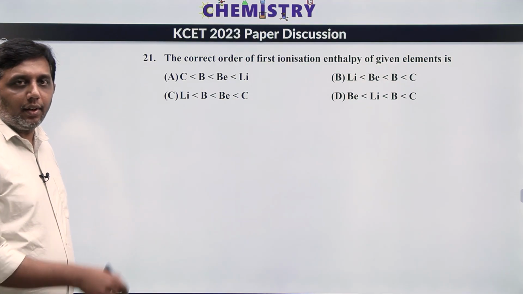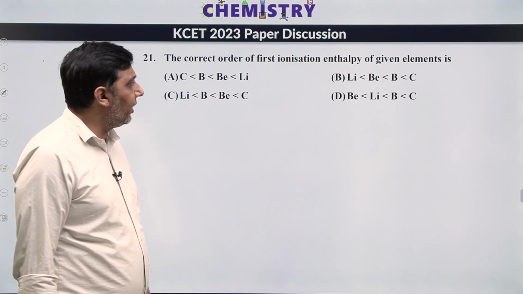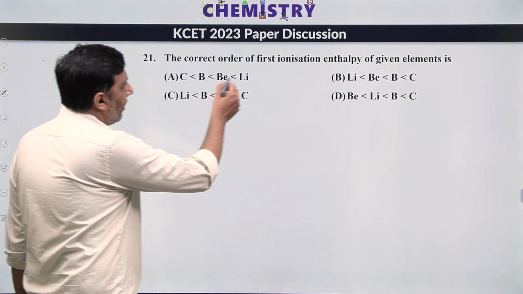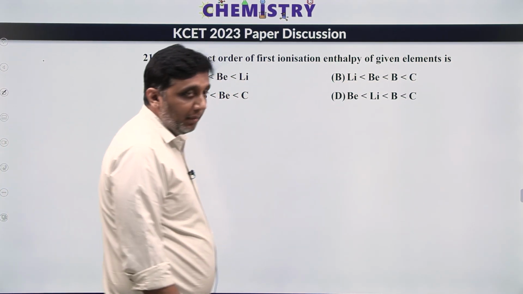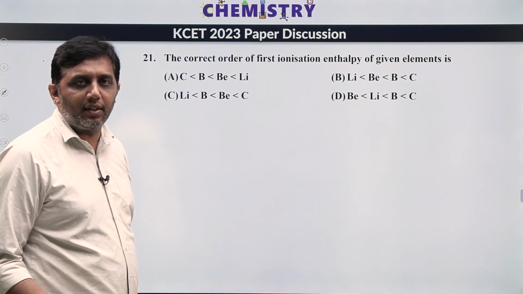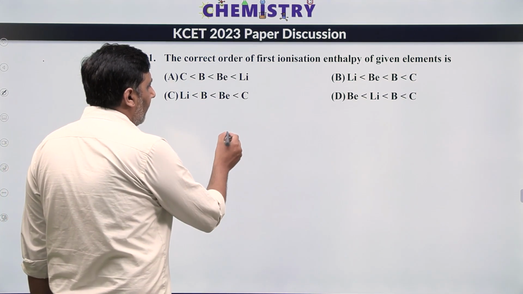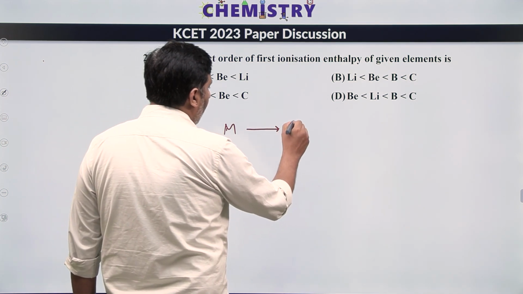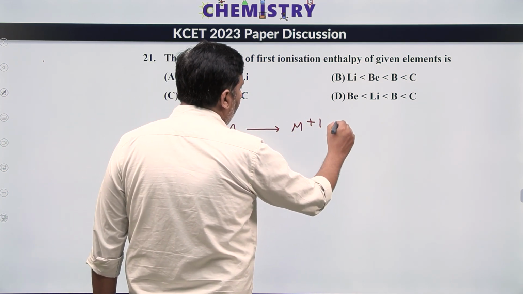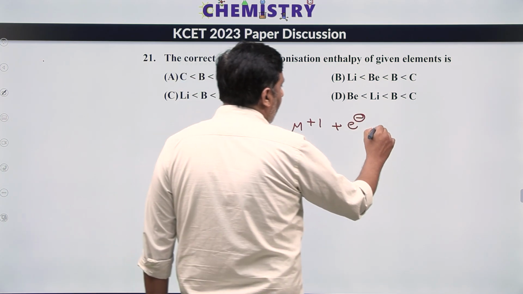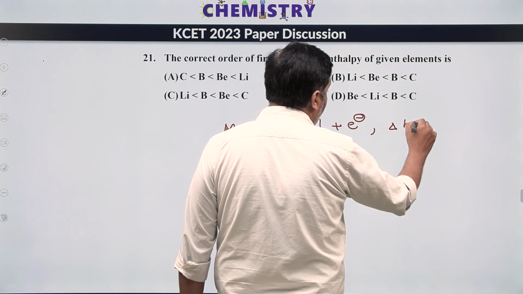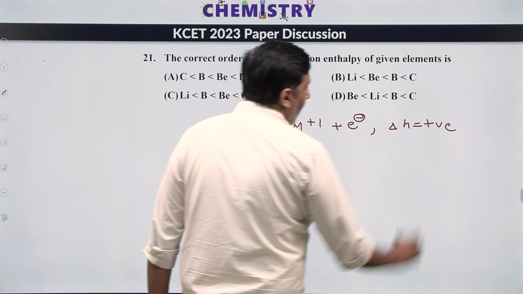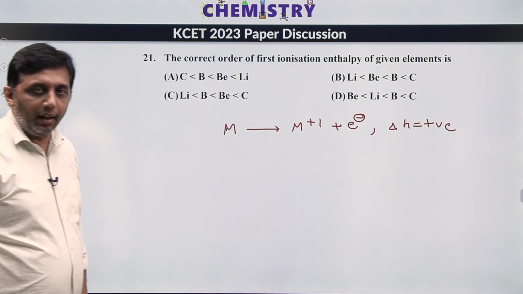Yes, now we are going to discuss the 21st question. The question is the correct order of first ionization enthalpy of the given elements. Everyone knows what first ionization enthalpy means. We have a particular element, and from it we take the first electron, and you always know that it is an endothermic process, right? It is a positive enthalpy.